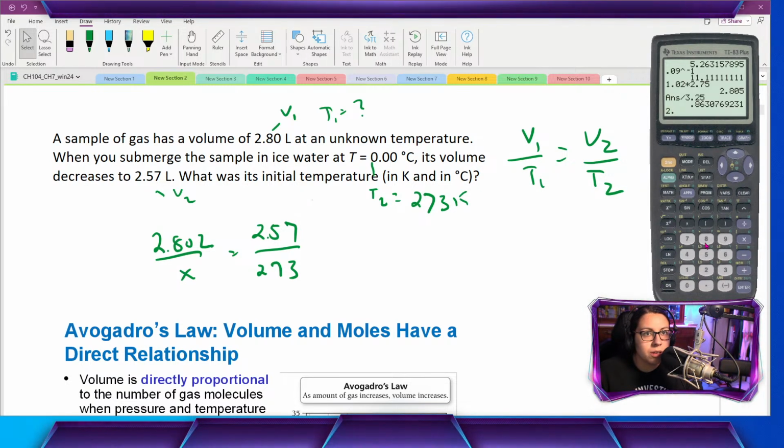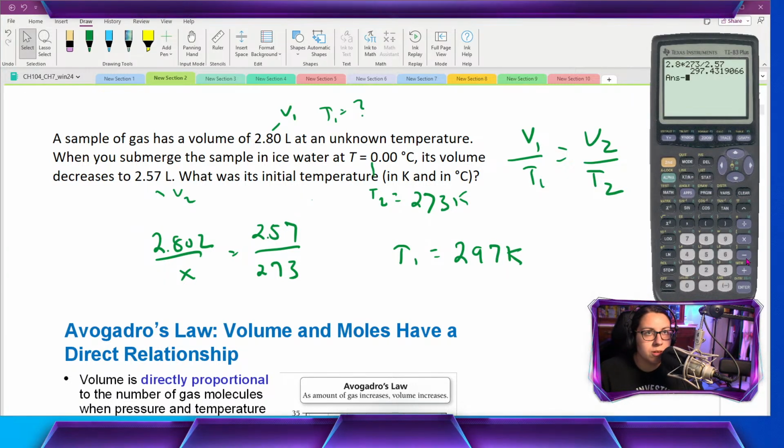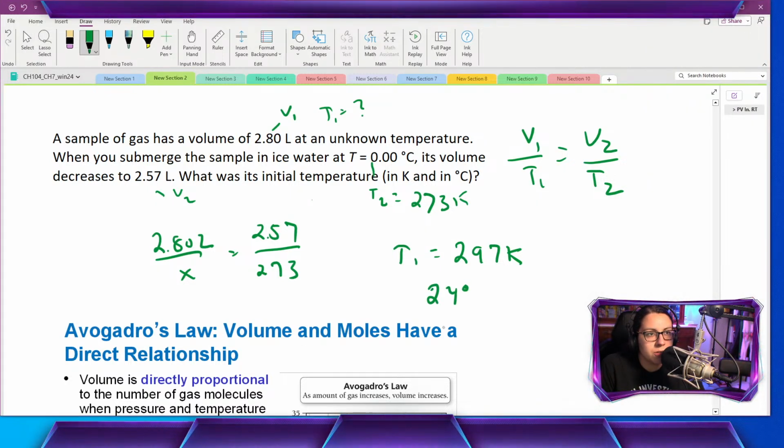So 2.8. Let me just clear this. 2.8 times 273, and then divided by 2.57. And so then we get a temperature. So T1 is 297 Kelvin. And then let's subtract, so minus 273. I'll do the 0.15 just to see where we round up. So it's still about 24. So that's 24 degrees Celsius.